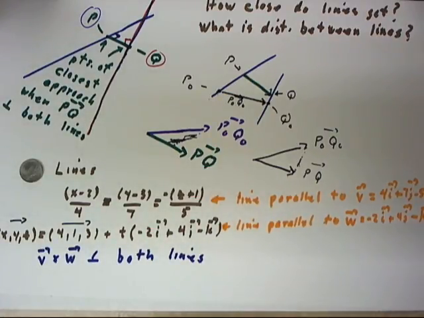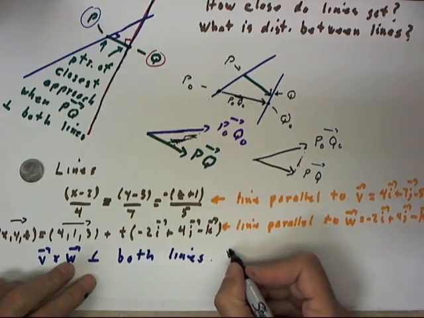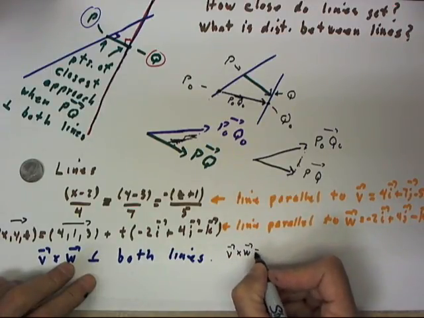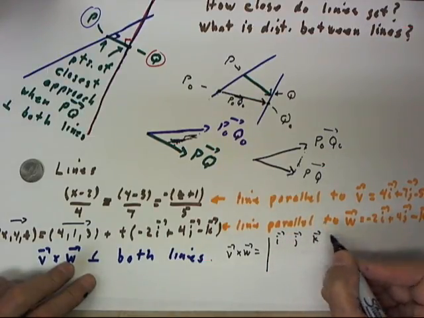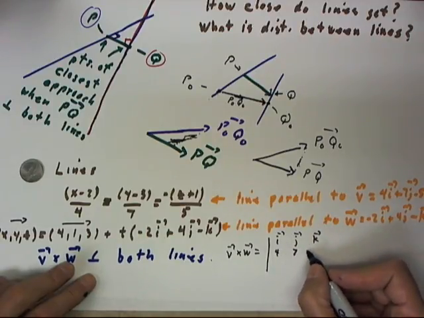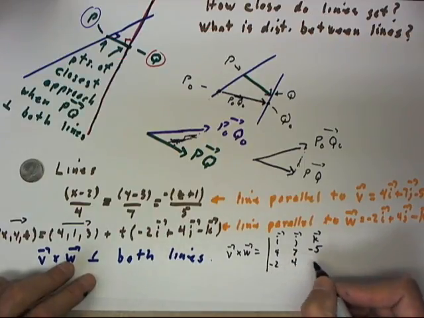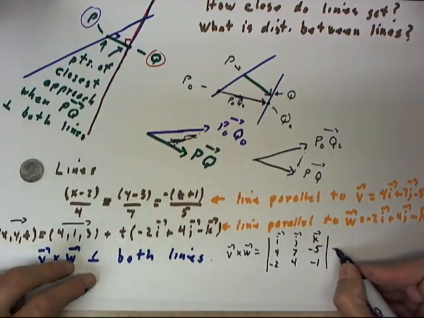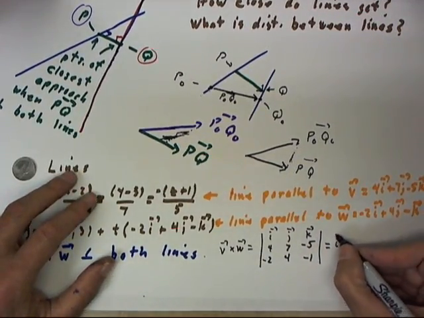Now we can calculate v cross w. That's a straightforward calculation. We can do the determinant of i, j, k, with the components of the vector v and the components of the vector w. I'm going to do this rather quickly and probably make a mistake, but let's see if we can do this right.